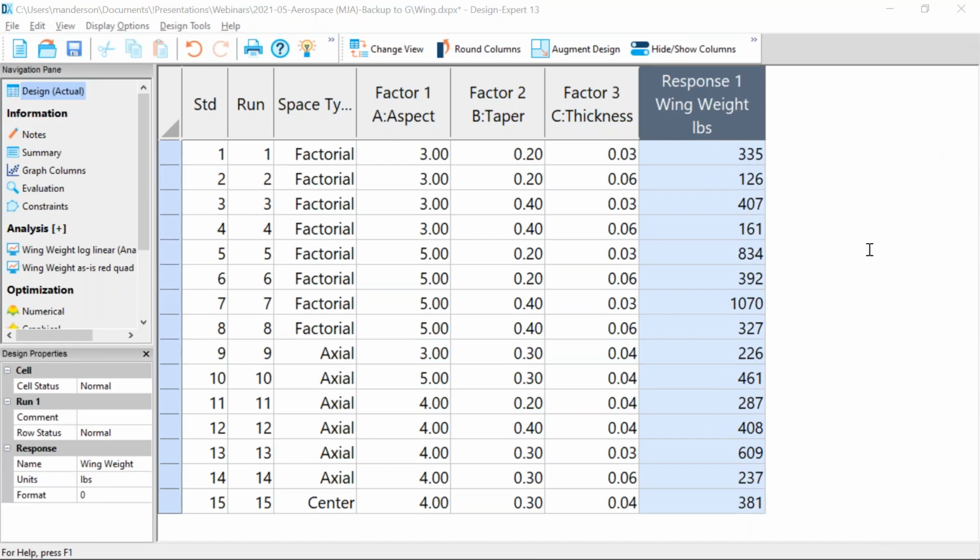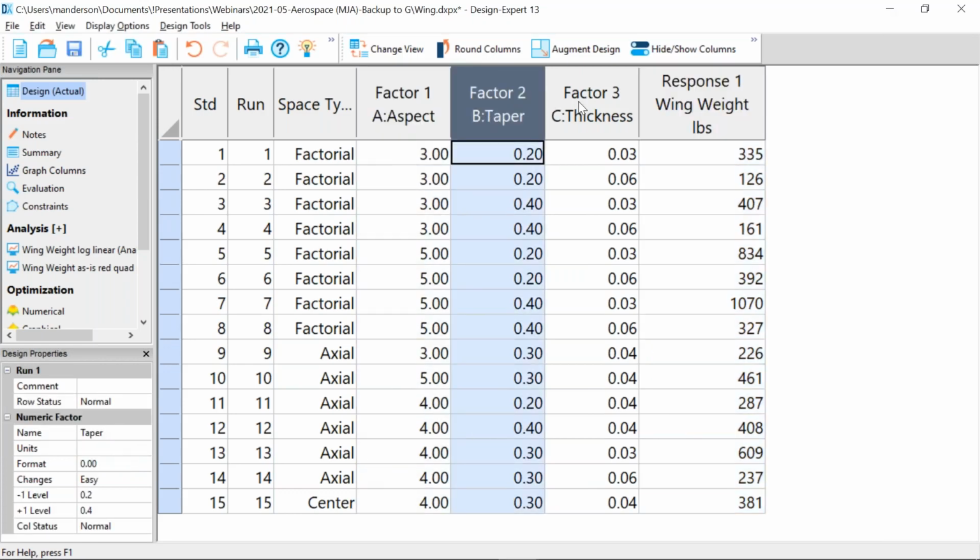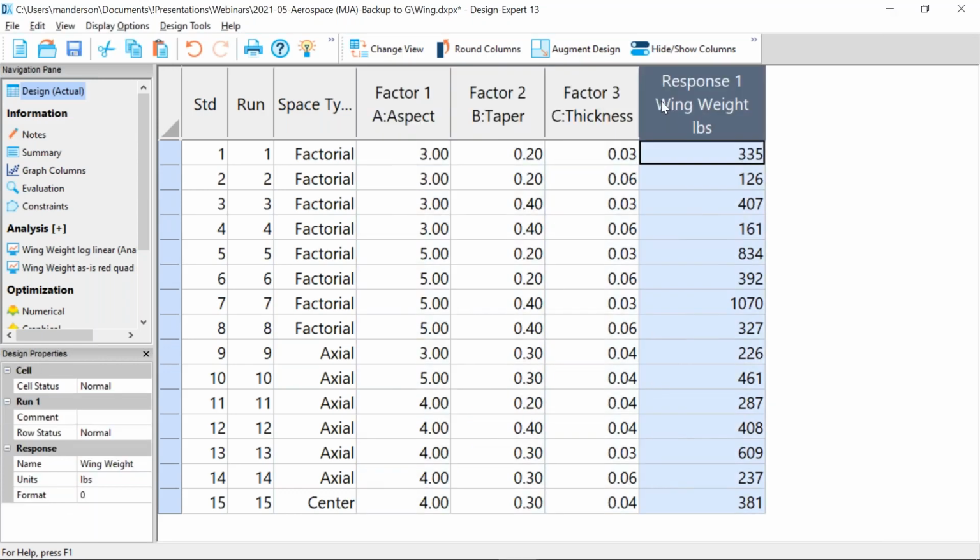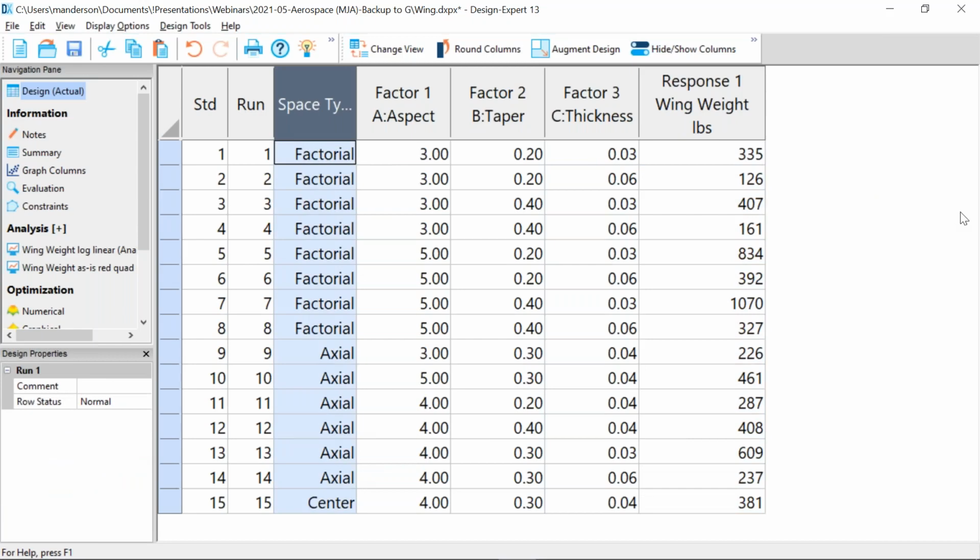Now, just as making one of my occasional checks, are you able to see this design with the aspect, taper, and thickness factors, the wing weight, and the space type? Press that raise hand key, please. Okay, Andrew, we're off to a good start and going on from there. Thanks, everybody. So we're still able to see this. That's good. The internet is working.